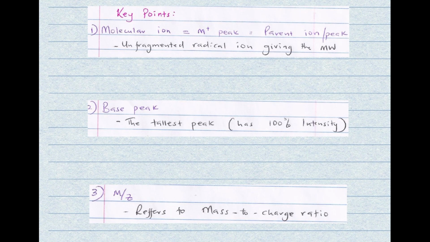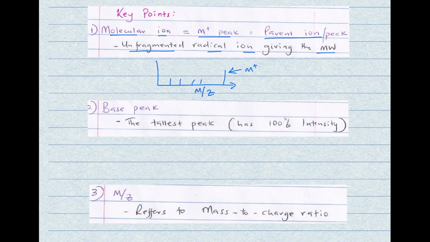Some key points about mass spectrometry. Number one, molecular ion or molecular peak. Ion and peak are used interchangeably, which is also called M plus peak or M plus ion, also called the parent ion or parent peak. This is the unfragmented radical ion that gives the molecular weight. It's usually the farthest to the right. So if you have a mass spectrum like this, and then you have the peaks, the farthest to the right is most likely going to be the M plus peak, and that will give the molecular weight.